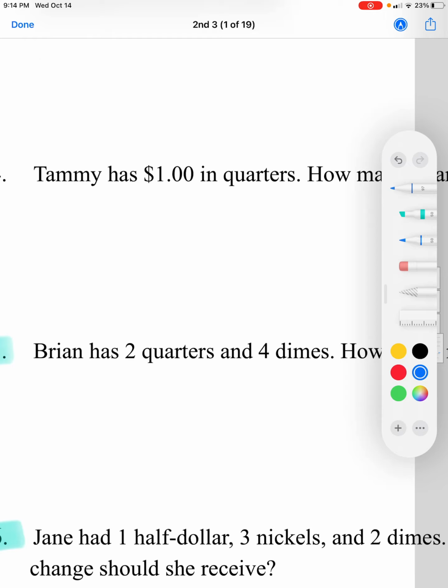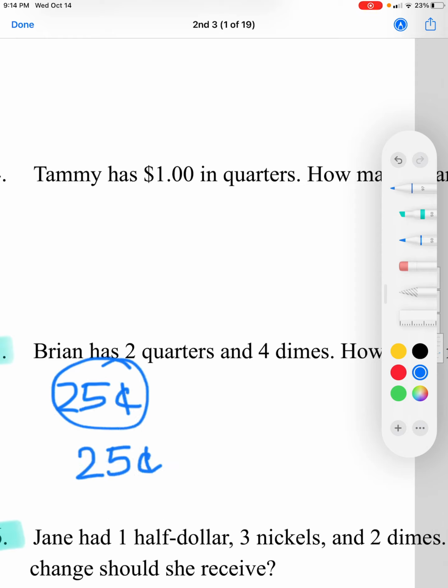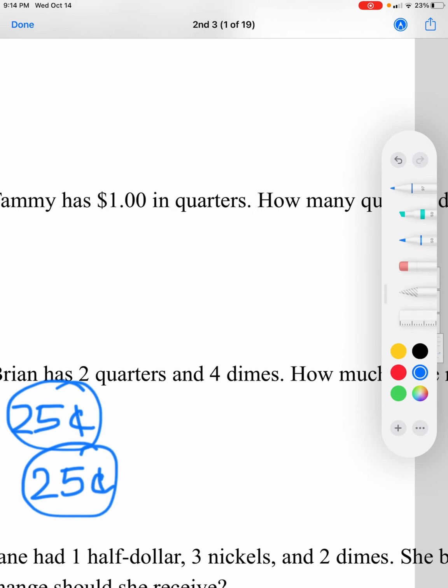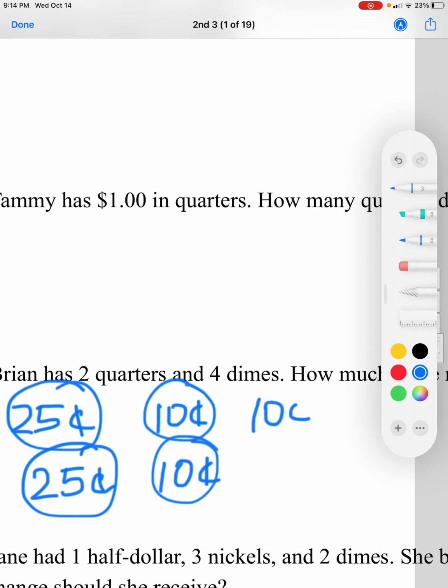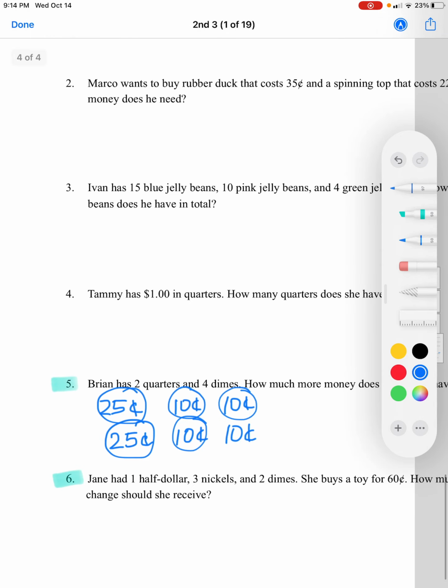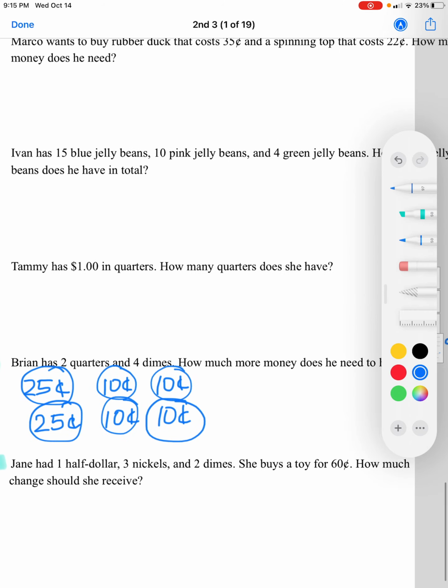We know that 1 quarter equals 25 cents. We'll draw out the coins here. 25 cents. So this is 1 quarter. This is 2 quarters. And then 4 dimes. So that's 10 cents each. So 1 dime, 2 dimes, 3, 4. So this is how much money Brian has. And let's add it all up to find how many cents that equals.